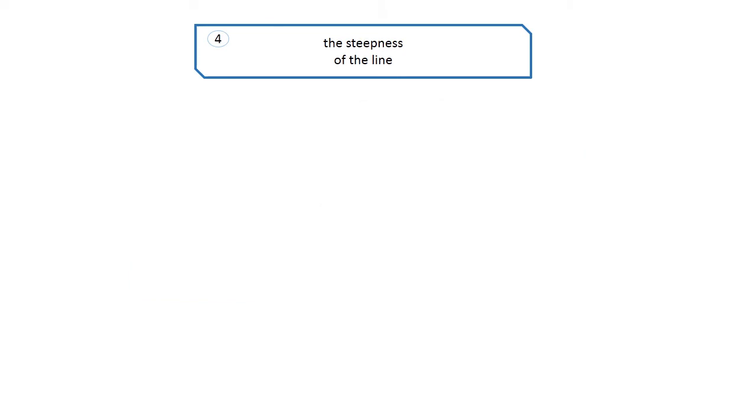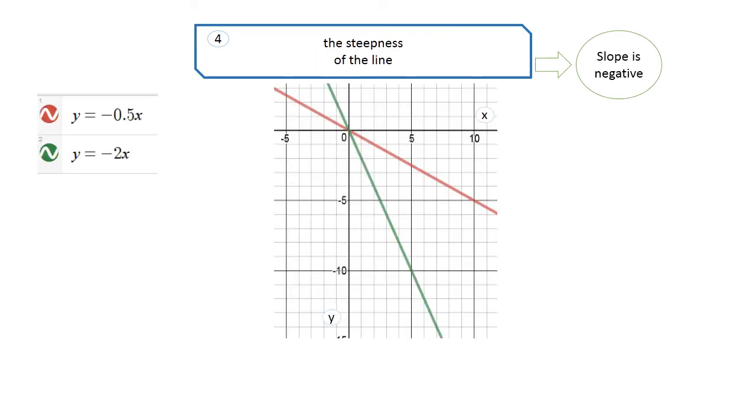Now let's study the steepness of the line when the slope is negative. Let's start by drawing down the two linear equations y equals minus 0.5x, which represents the red line, and y equals minus 2x, which represents the green line. And as we said before in our previous lessons, when the slope is negative, then the line must be decreasing, as shown in the figure.